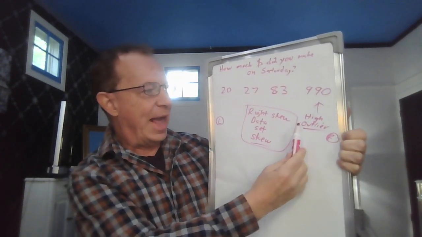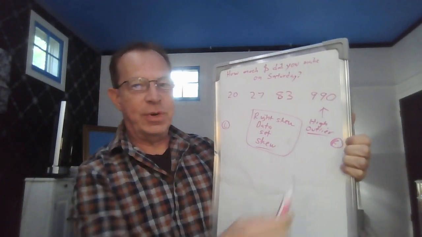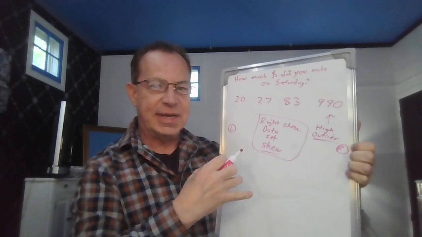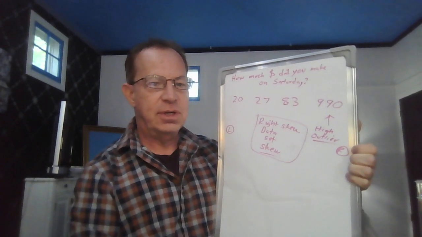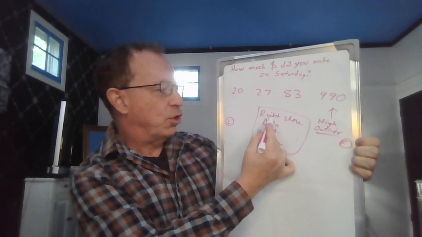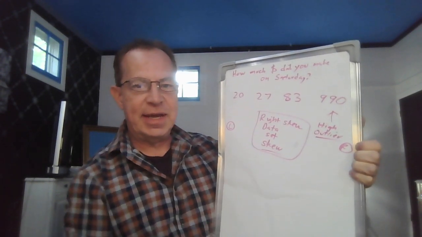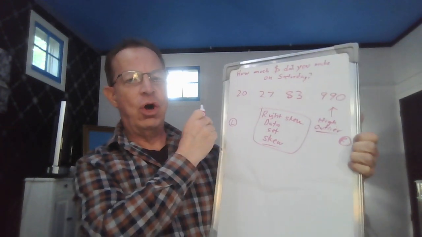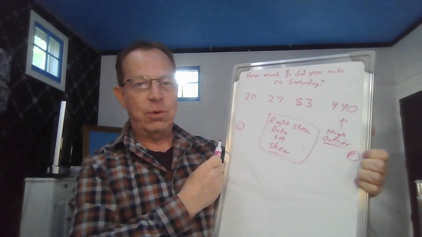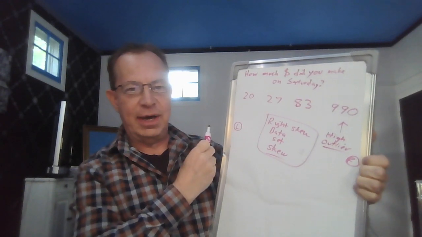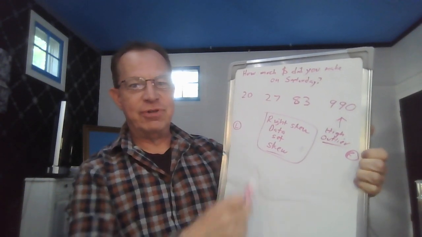So if you have an outlier, a very high value in a data set, one that sticks out as significantly more than the others, we call this a right skew to the data set. And if we had a very low value, you could probably guess that we would have a low outlier, and that would be a left skew.